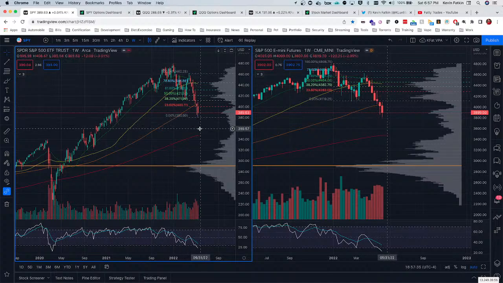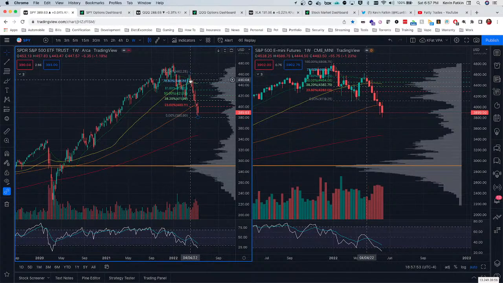So I don't truly believe that we'll get down to the 200 SMA this week. I could be entirely wrong. So what I'm doing here is formulating a thesis. I'm not formulating bias, and it's an important distinction because I want to have a plan to play both ways, and I just want to have an idea of where we might go and how I plan to play those.